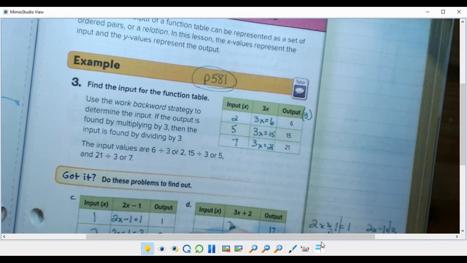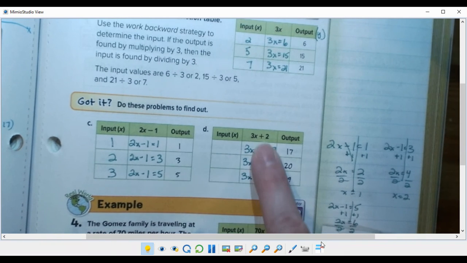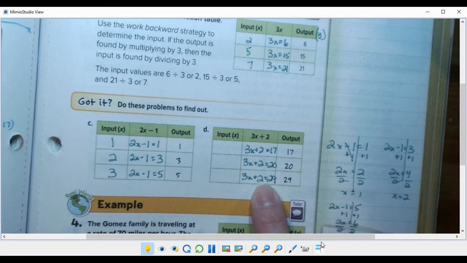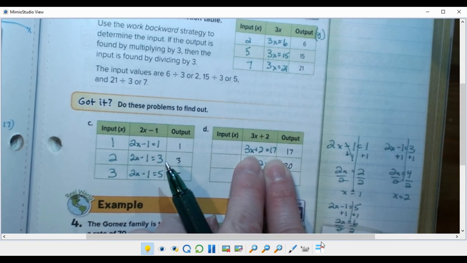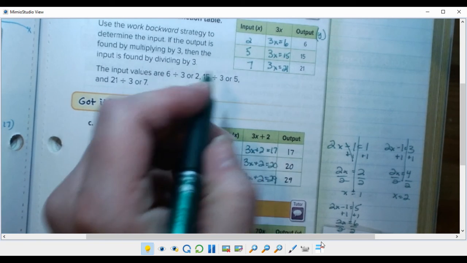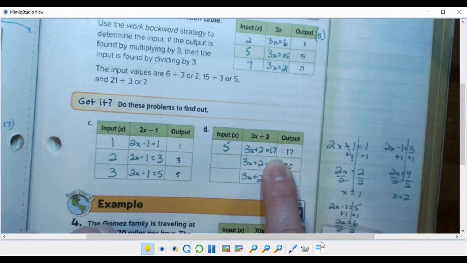So we're going to do the 3x plus 2 all the way down. That function rule will not change in this problem. And then I'll make it equal the output for each individual line. So I now have created 3 unique equations. All right, so I can subtract the 2. I get 3x equals 15, which means x equals 5. 3 times 5 is 15. 15 plus 2 is 17.